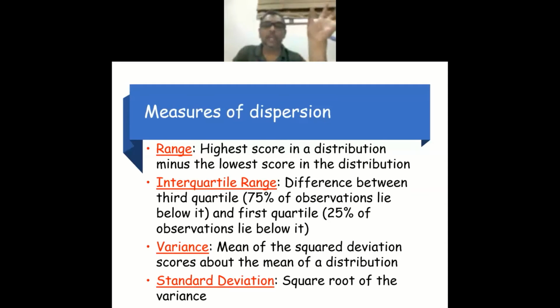Bukannya semua pandai, bukannya semua kurang pandai. That means you don't want students who are all the same. Ada beberapa yang pandai, ada beberapa yang kurang pandai, ada beberapa yang average. So you get a good dispersion.